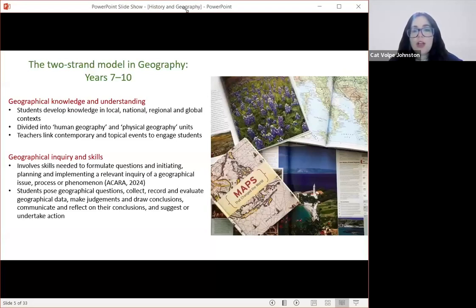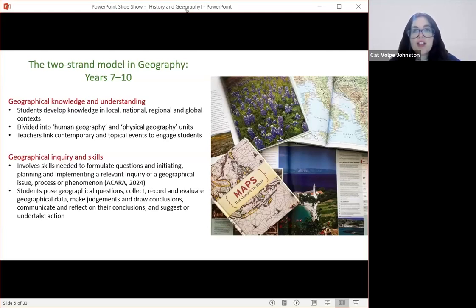There's a two-strand model in geography. On the one hand, we want students to know and understand geography. We also want them to develop geographical skills as well. So, geographical knowledge and understanding. This involves developing knowledge in local, national, regional, and global contexts.